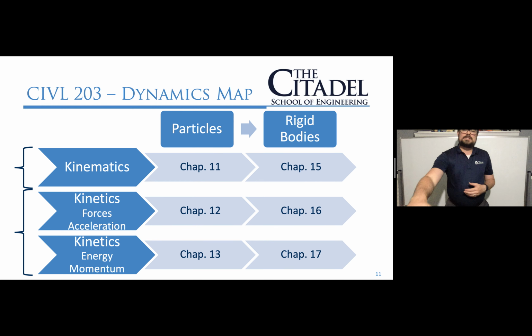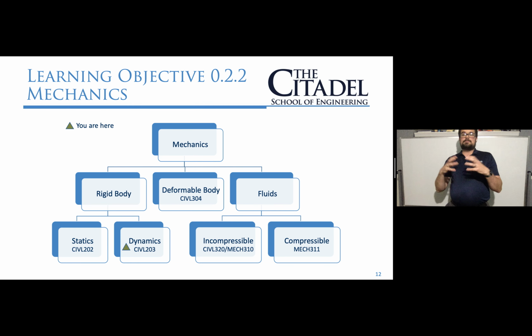Now, this kind of brings us to another point when we think about the study of mechanics. Mechanics is actually broken down into three major subgroups. We've got rigid bodies, which is where we're living in this class and in statics. We've got deformable bodies, which would be your mechanics of materials class that you're probably taking now or will take soon or just finished taking. And then finally, your fluid mechanics classes, looking at either compressible or incompressible fluids.